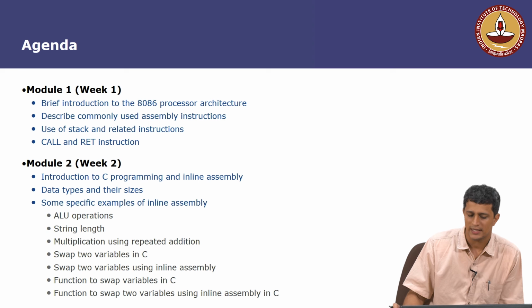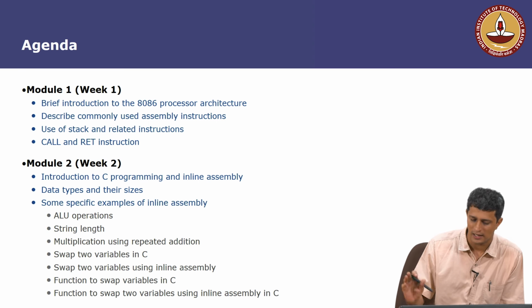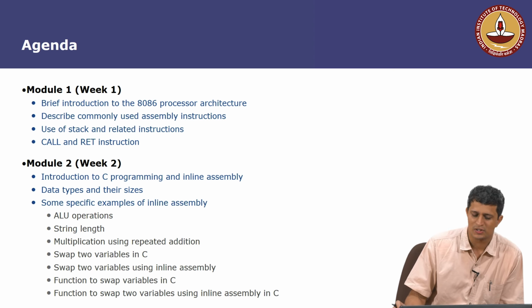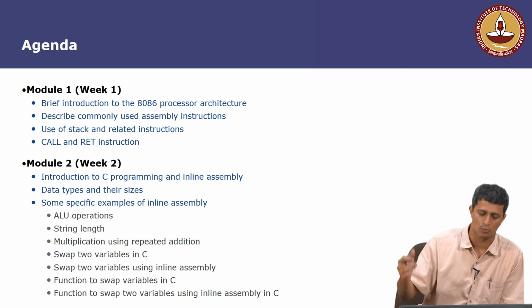Then I look at the data types and their sizes, which are typically used in C, and relate them to what we do in a microprocessor. Then I look at some specific examples of inline assembly, and these examples have been chosen specifically to drive home certain advantages which we will see in later modules.